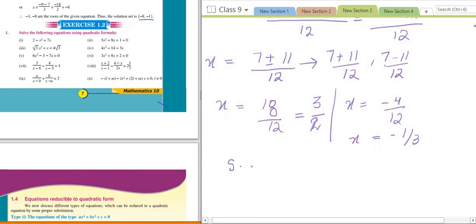So the solution set is minus 1 by 3, 3 by 2. Clear?